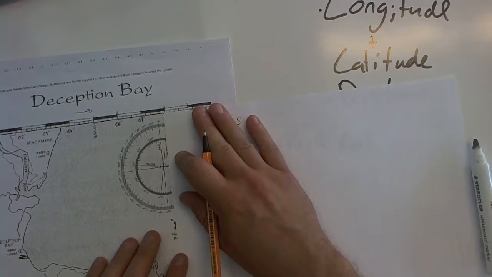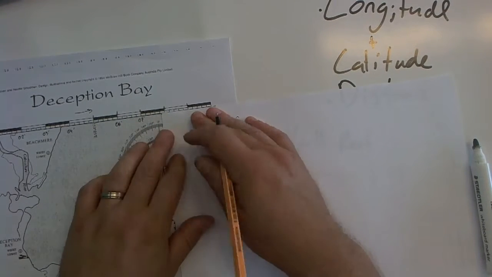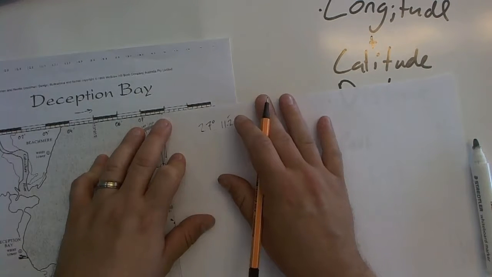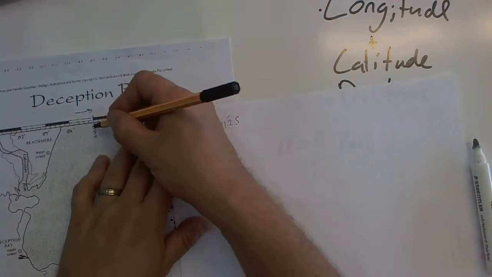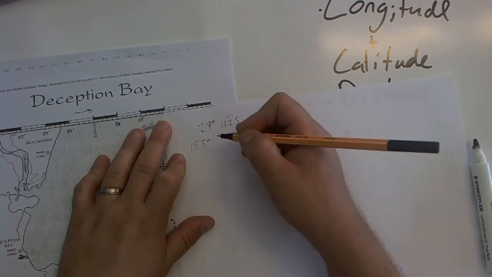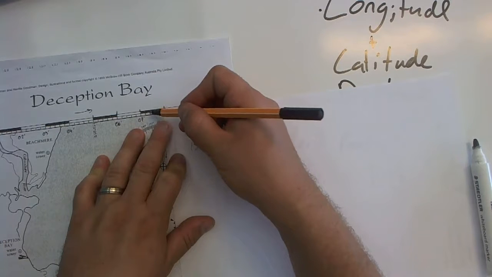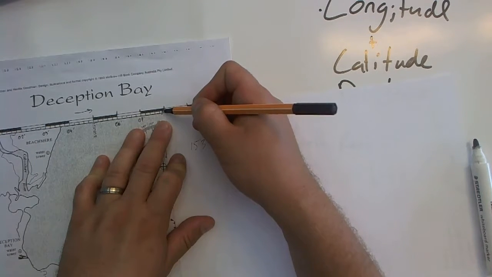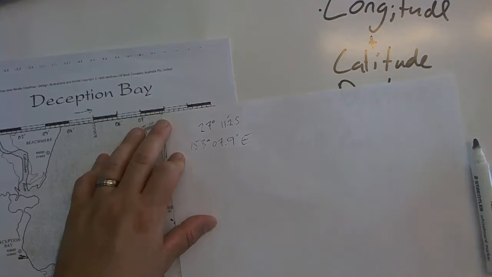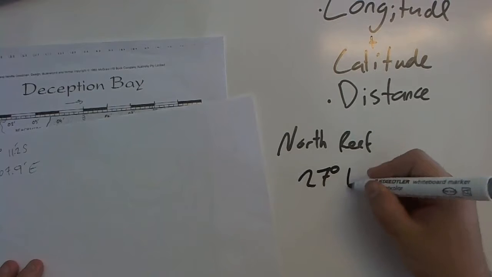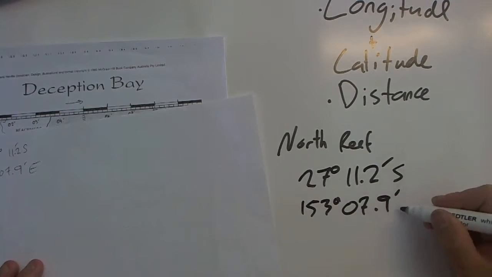Then we do the same thing going this way. Going up, we line up our piece of paper because it's square on there. And if we have a look, it's not on one of the 0.2 marks, it's halfway in between. So it's going to be 153 degrees and we're going this way, so 7 minutes, and then 2, 4, 6, 8, and then halfway is going to be 9, so 0.9 minutes, and that's east. So the location of North Reef is 27 degrees, 11.2 minutes south, 153 degrees, 7.9 minutes east.